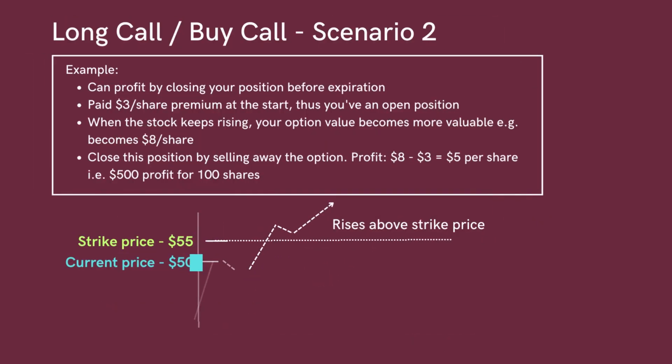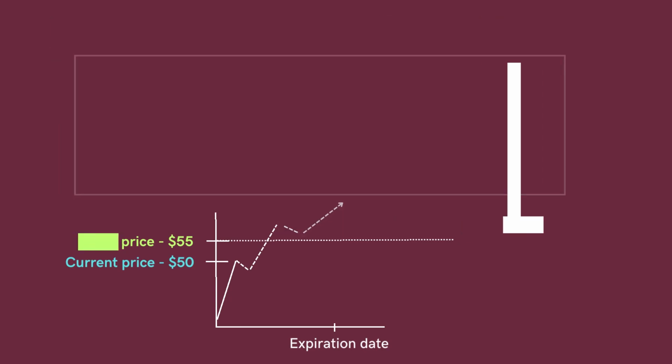From here, you can get some profit by closing your position before expiration. Again, remember you paid a premium of $3 per share for this call option. As the stock rises to the moon, your option becomes more valuable, and let's say the premium of this option contract is now worth $8. Then, by selling this call option contract away, you will earn $5 per share, which will be a total of $500 in profit for 100 shares.